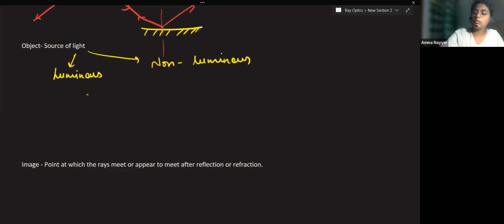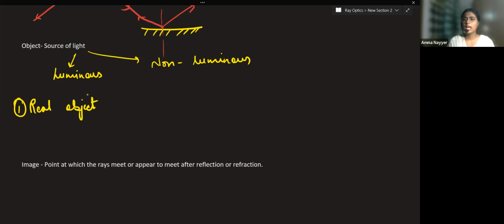Fine. Now, this was basic luminous and non-luminous, but majorly what you have to remember is real and virtual, the difference between real and virtual. And most importantly, real and virtual becomes important when you have reflection, the phenomenon of reflection, especially in mirrors. See, firstly, you have a real object. Real object means an actual object or a physical entity that is present in space.